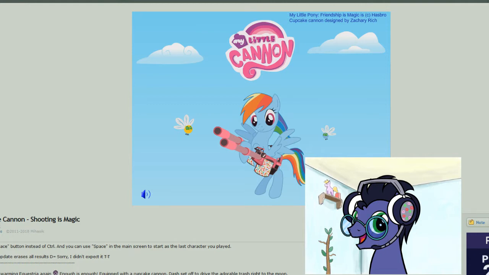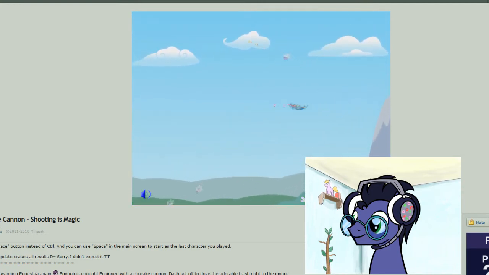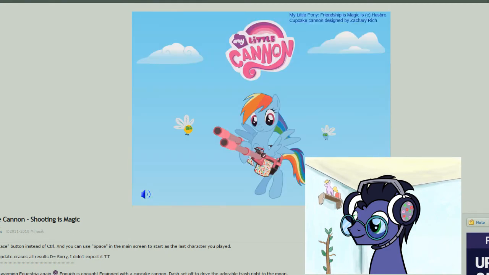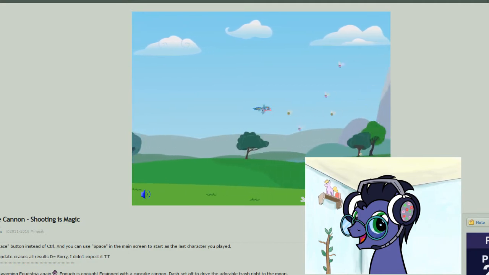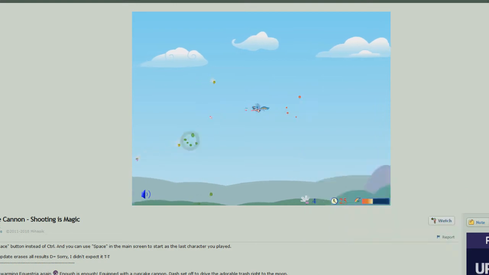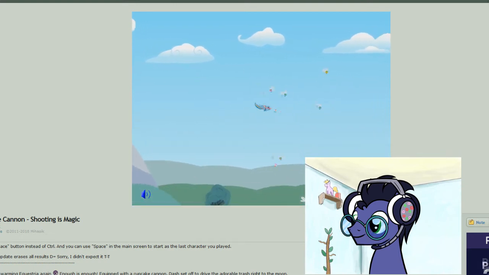Today is My Little Cannon Shooting His Magic. Basically, Rainbow Dash goes around with a cupcake cannon and blows up some power sprites. And it's exactly what it looks like. Of course, when you're not doing that, the basic aim is to kill as many of these guys and pop them as much as you can within the time limit, because the more you do, the more time you get, etc, etc.